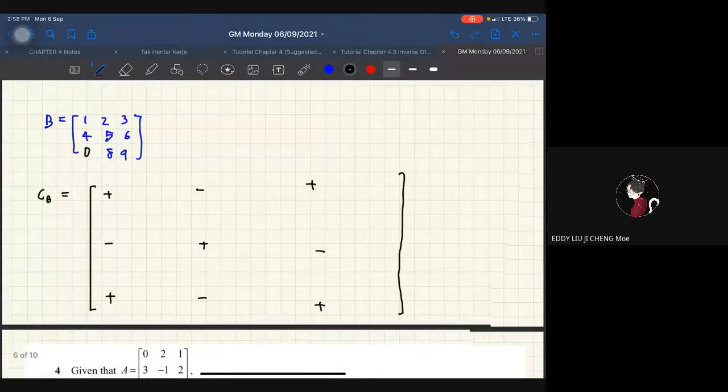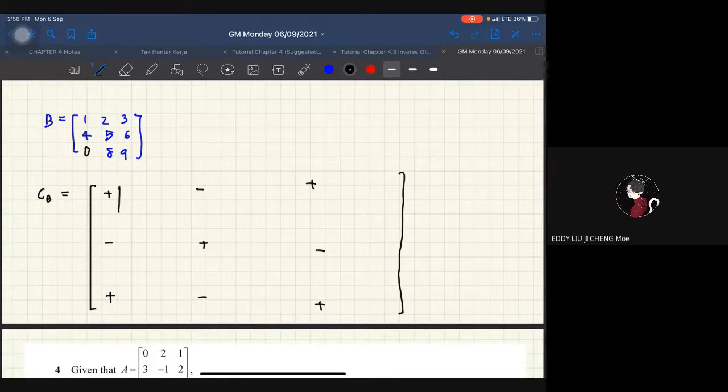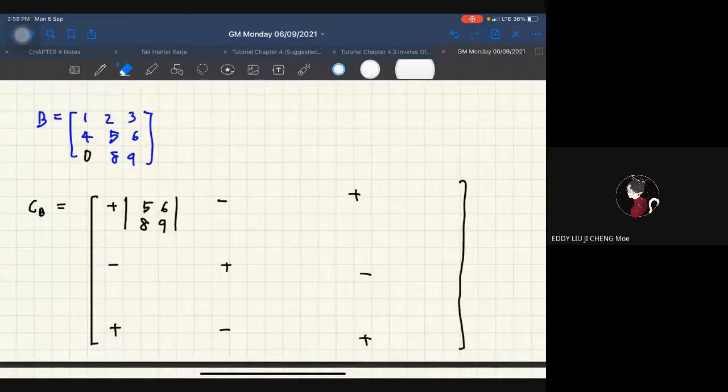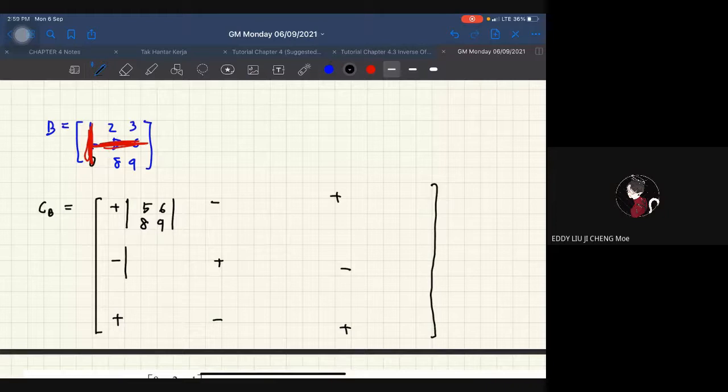Okay, so apa yang akan berada dekat dalam ni is apa yang tinggal. Okay, so maksudnya dekat first one awak akan buang this one dengan this one. So apa yang tinggal dekat dalam tu adalah 5, 6, 8, 9. Okay, so itu adalah untuk first row, first column. So itu adalah untuk elemen yang pertama. Okay, so untuk cofactor dalam elemen yang kedua, kita akan buangkan this one dengan this one. So apa yang tinggal tu kita akan masukkan ke dalam this one. So we have 2, 3, 8, 9.